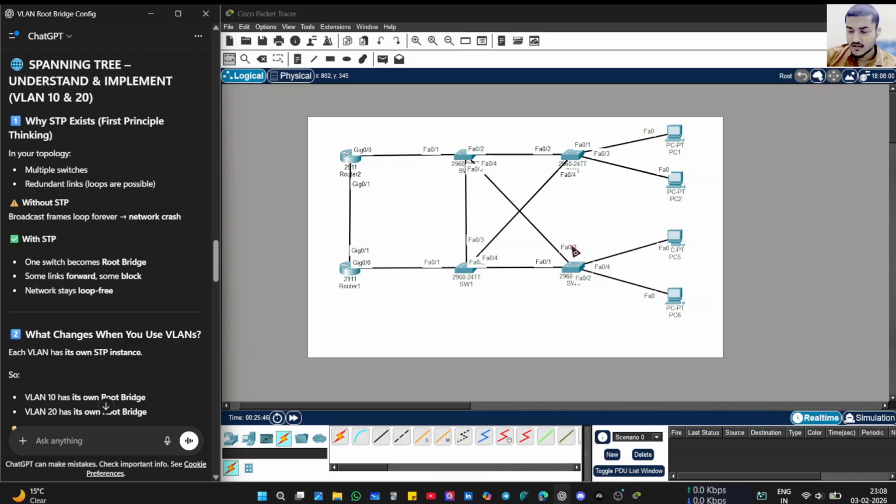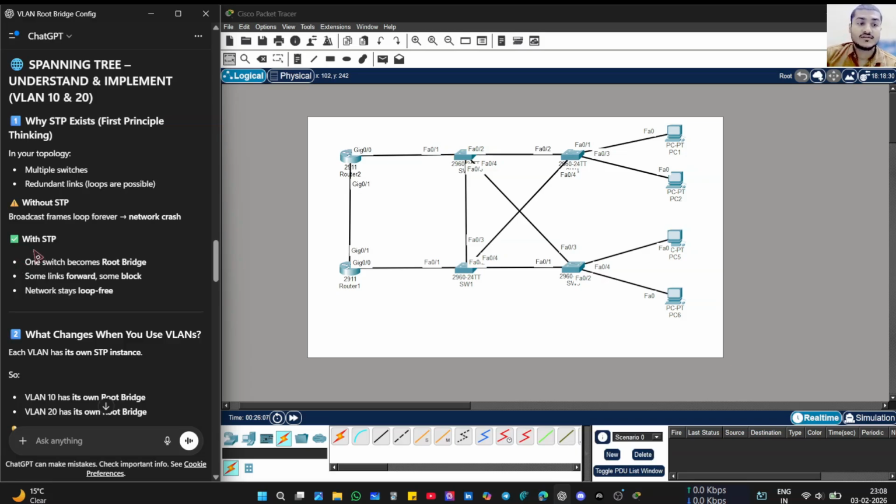I did it intentionally to understand the whole thing better, so that we can go further. Now, without STP, the broadcast frame loops forever and the network crashes. Yes, that's what will happen if STP is not working in this topology.